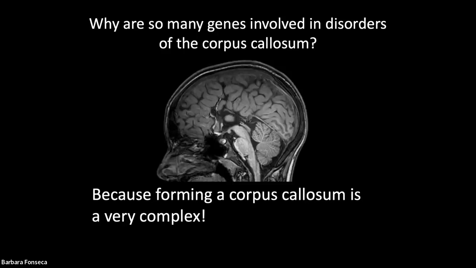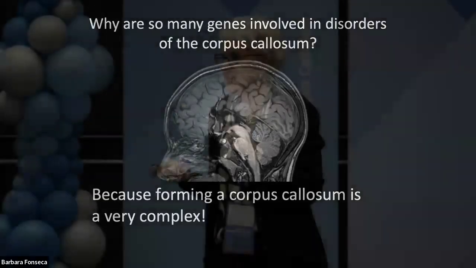So I was going to move into the last part of the talk now, which is why are so many genes involved in corpus callosum development? Because forming a corpus callosum is also very complex. But maybe we want to have some questions at this point about the genetics, and then I can answer any questions you have about how the genetics is done. Was it all clear?